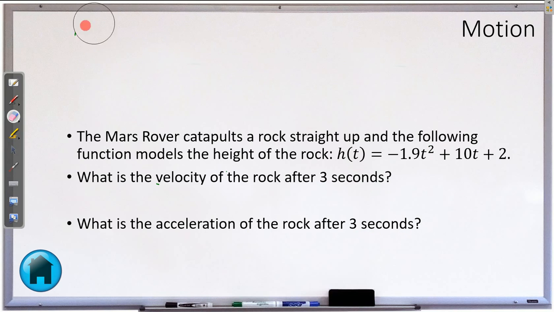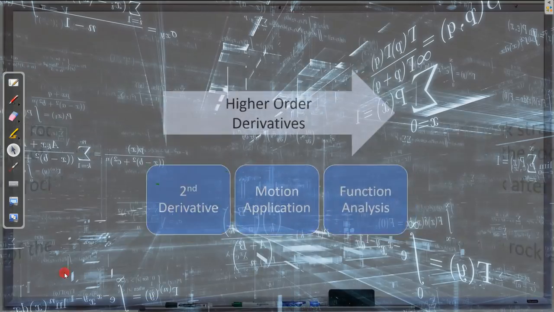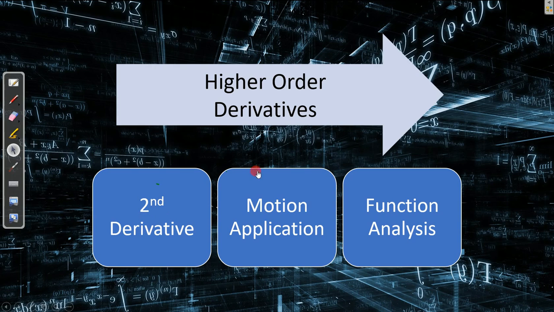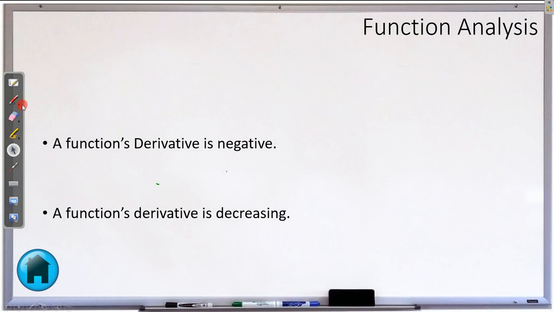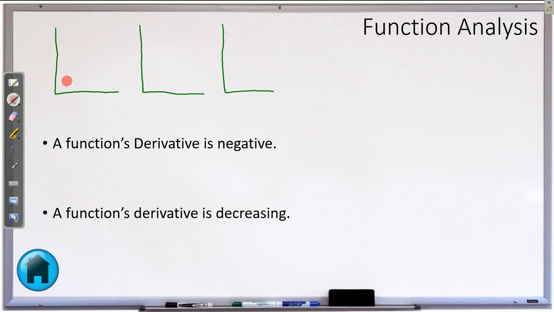All right, one more thing for us to take a look at. So we've done second derivatives, third derivatives, how it applies to motion. Now what about function analysis? So I'm going to put these 3 graphs back up here. We now know this is position, velocity, and acceleration. When this is f, f prime, f double prime.